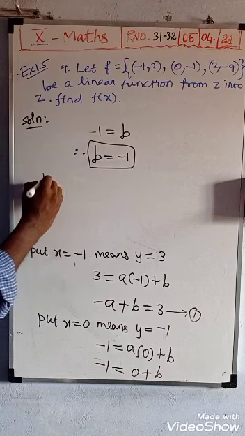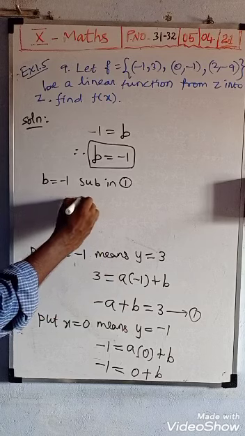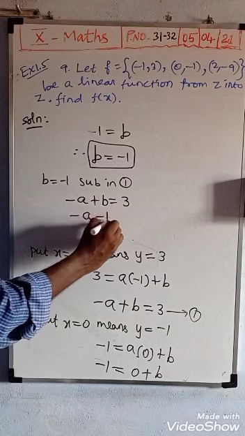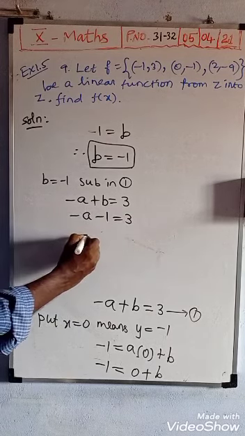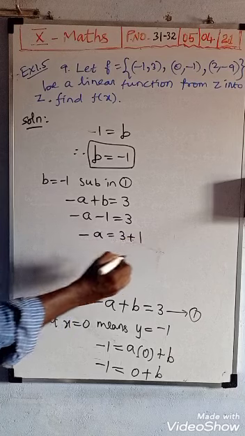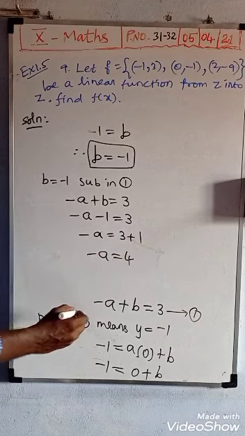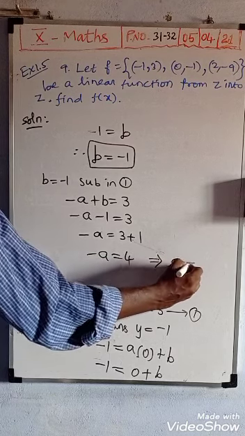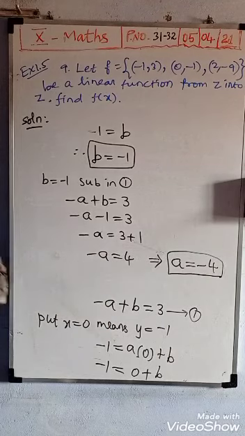So b is minus 1; substitute in equation 1. Equation 1 is minus a plus b is equal to 3. So minus a minus 1 is equal to 3. Minus 1 that side goes, means minus a is equal to 3 plus 1. So now you should add: minus a is equal to 4. Now we need the variable a to be positive. This implies both sides multiply by minus 1, means a you will receive minus 4. And b you received minus 1.